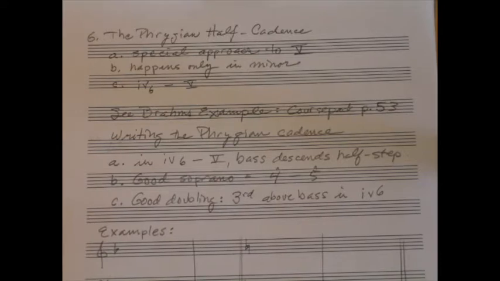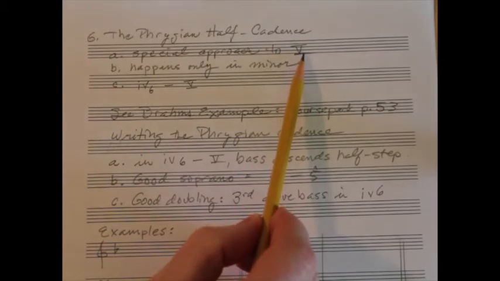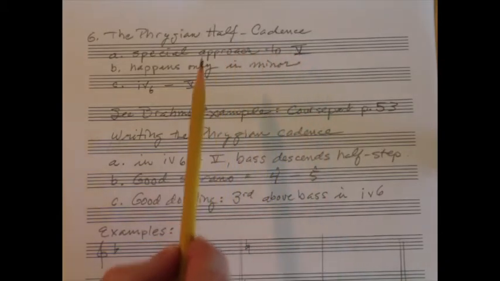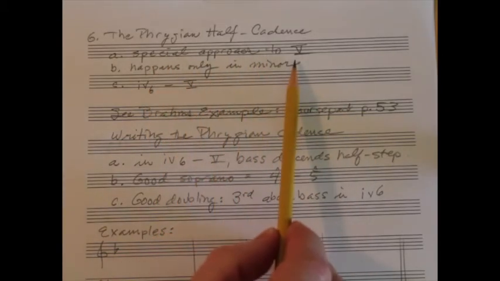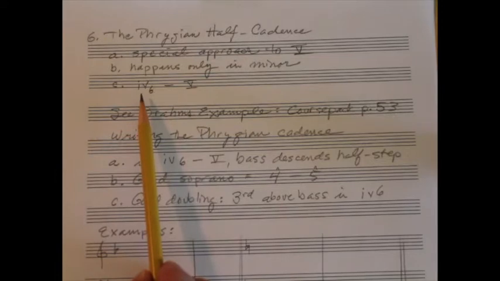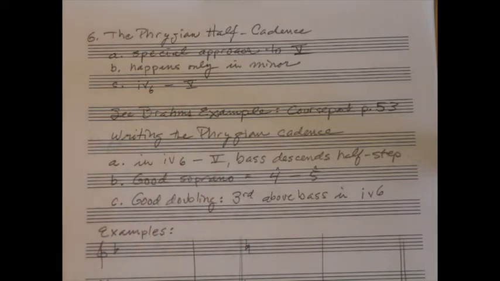Our last cadence type is called the Phrygian half cadence, and this cadence is a special approach to 5. We know that all half cadences are approaches to 5 that land on 5 or some other dominant chord. But the Phrygian half cadence happens only in minor, and the particular progression is 4/6 going to 5. It has a really distinctive sound.